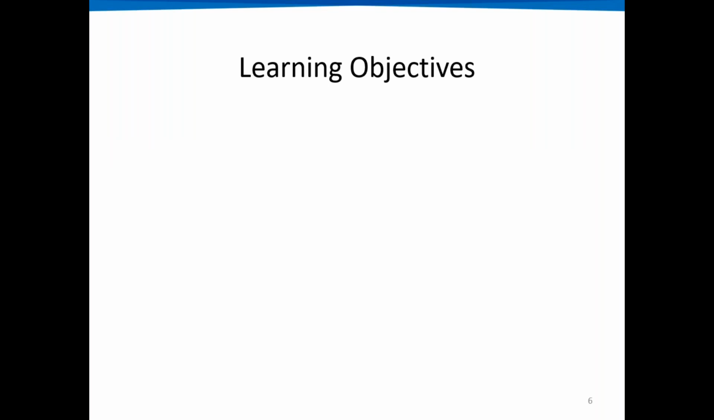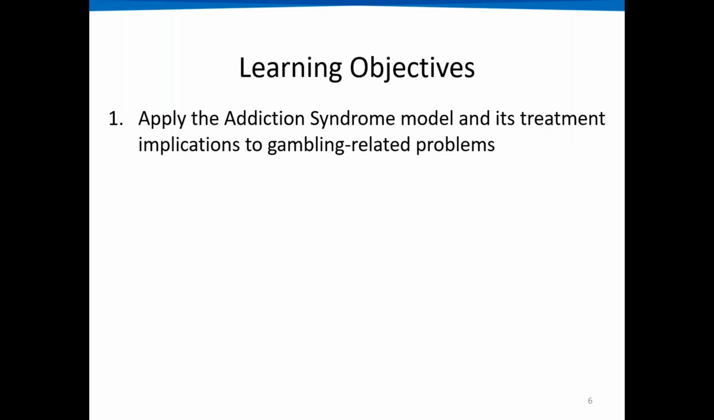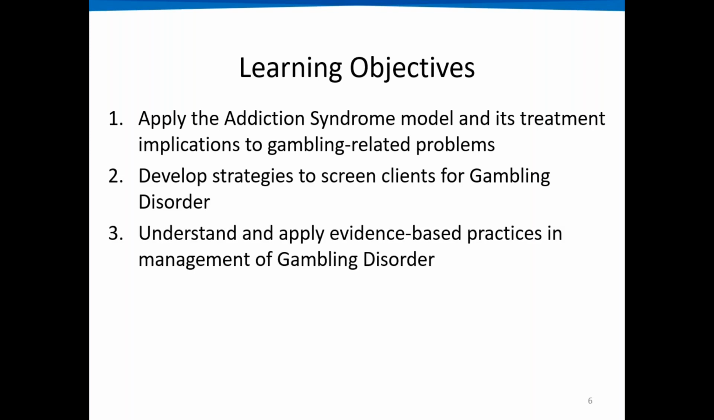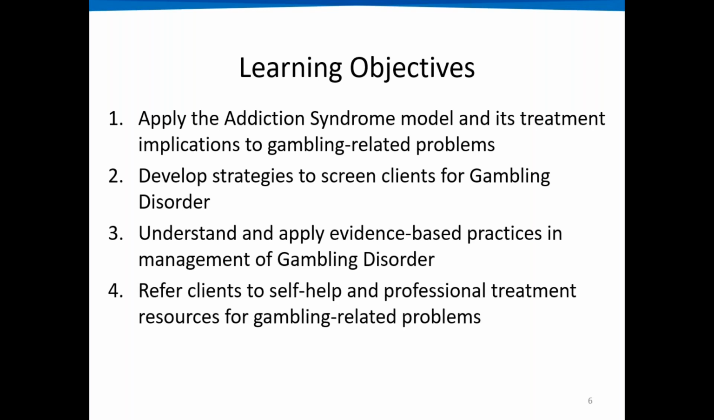This webinar has 4 major learning objectives. By the end of the webinar, you will be able to apply the addiction syndrome model and its treatment implications to gambling-related problems. You will be able to develop strategies to screen clients for gambling disorder, understand and apply evidence-based practices in management of gambling disorder, and refer clients to self-help and professional treatment resources for gambling-related problems.